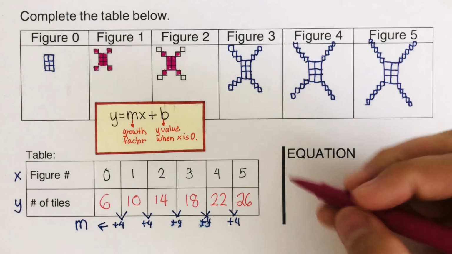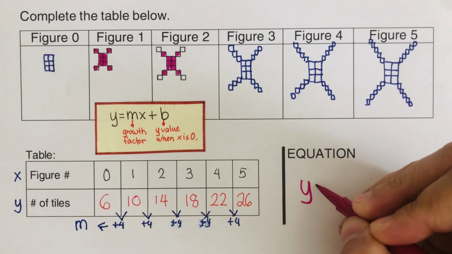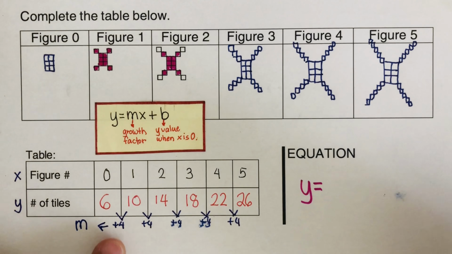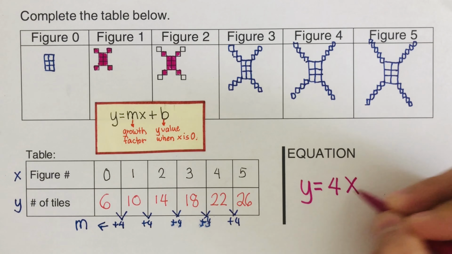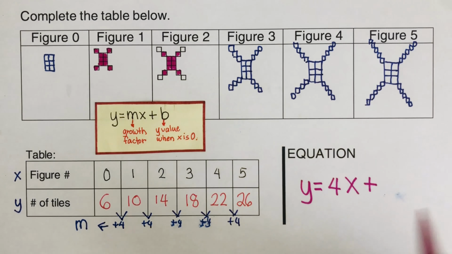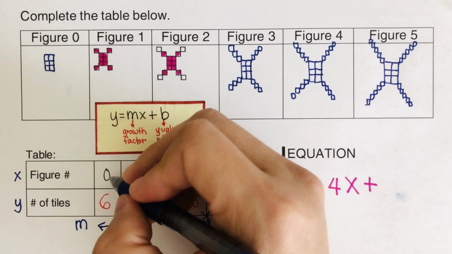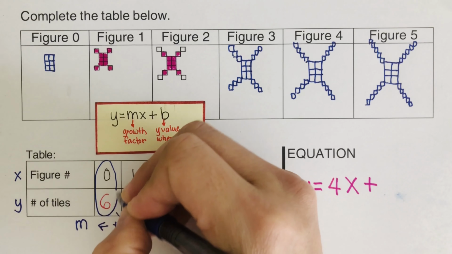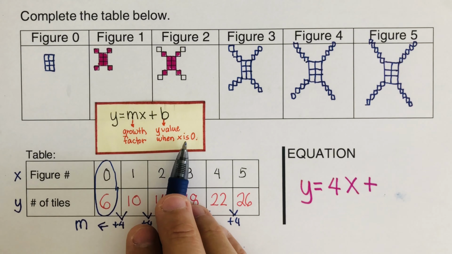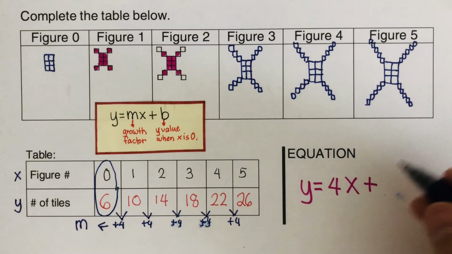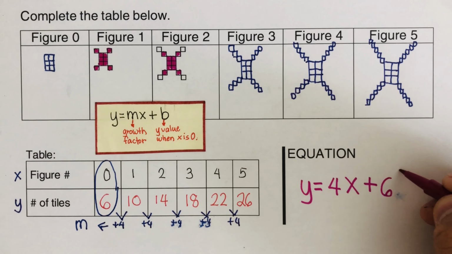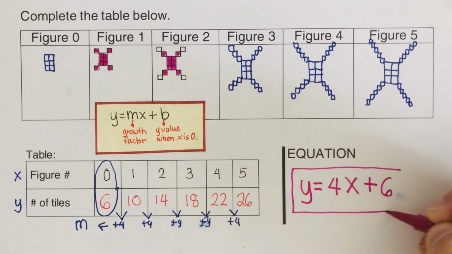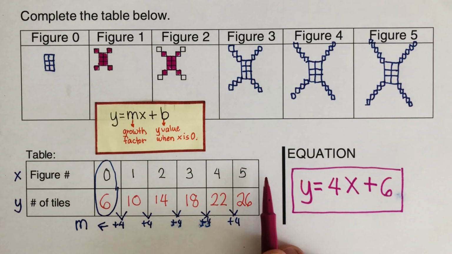So then we can go ahead and write the equation as y equals the growth factor, m is 4, times x, plus the starting point, or whenever the x is 0, we figure out what is the value of y. We circle this because we want the x to be 0. So that's a 6. So we write y equals 4x plus 6 as the equation that would work for this problem right here.